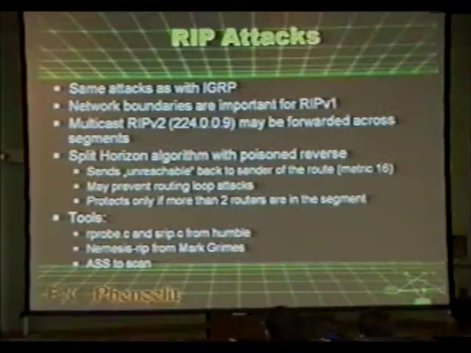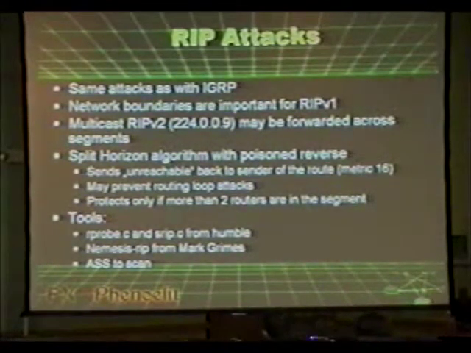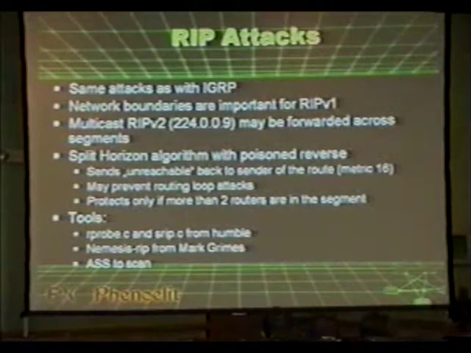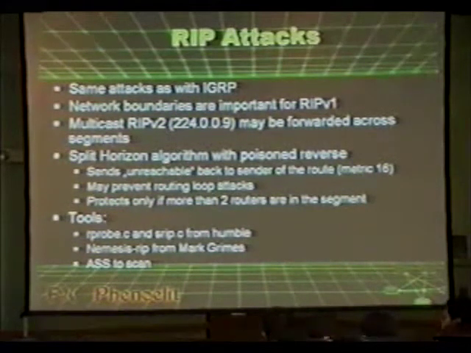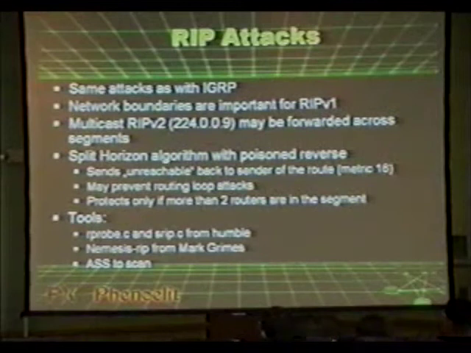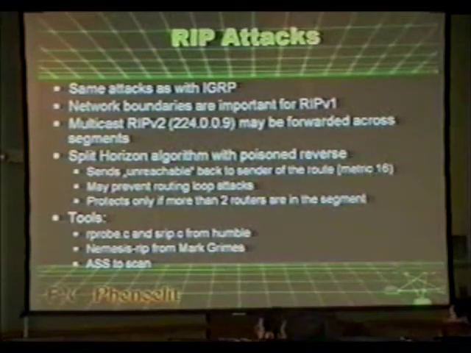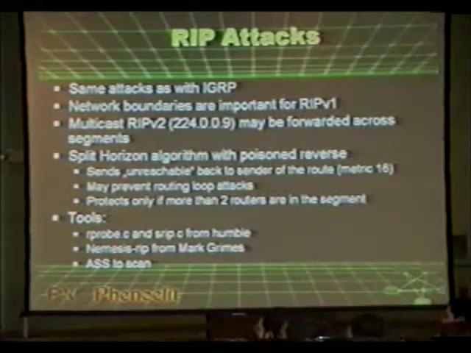So what are the attacks? It's basically the same stuff you can do with RIP as you can do with IGRP. Watch out for the network boundaries for the fixed netmask stuff, because if you send updates that don't make sense, or you just use subnetting or supernetting, you're going to confuse the network. And we don't want this. The multicast stuff, RIP v2, may be forwarded across segments. Why I love multicast is, for example, if you run a Checkpoint on an AIX system, it will forward multicast whatever the Checkpoint setup says. So that's why I really like it.